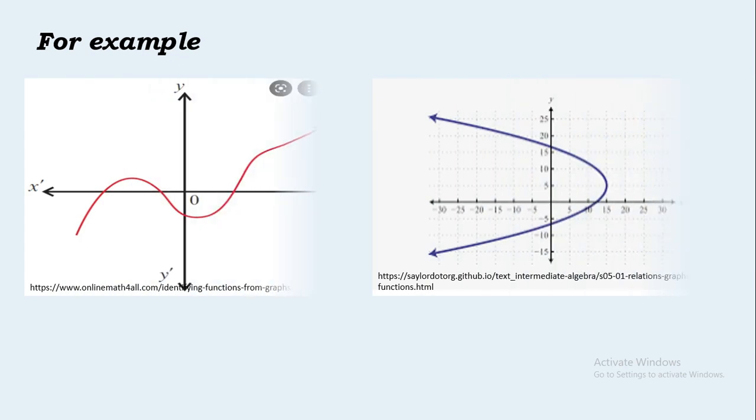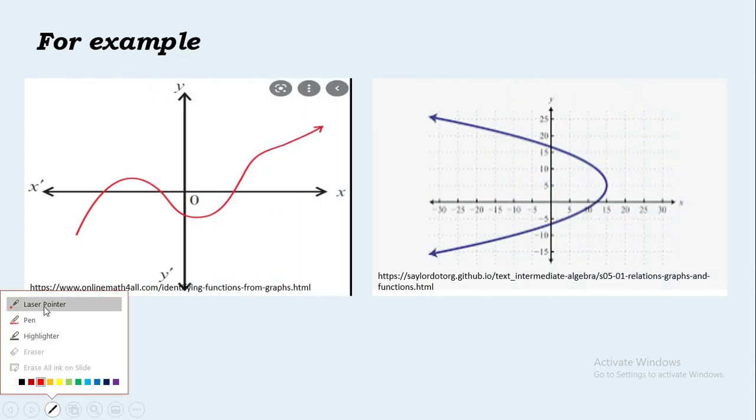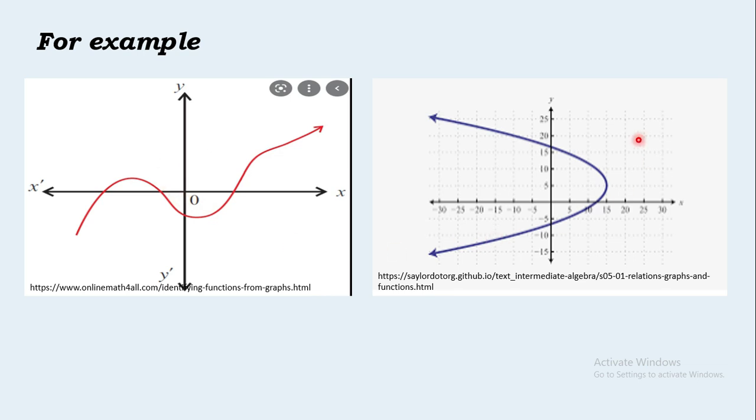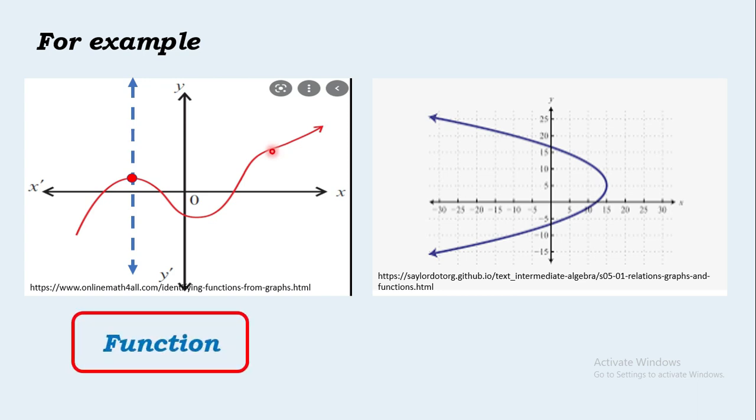Now, to proceed, we have this example. We have this first graph and the second graph. If we draw an imaginary vertical line across this graph, our vertical line will cross at exactly one point. In this case, we have this point here. Anywhere on the graph, your vertical line should only cross one point. And if that is the case, this is considered a function. Now, on the other hand, we have the second graph.